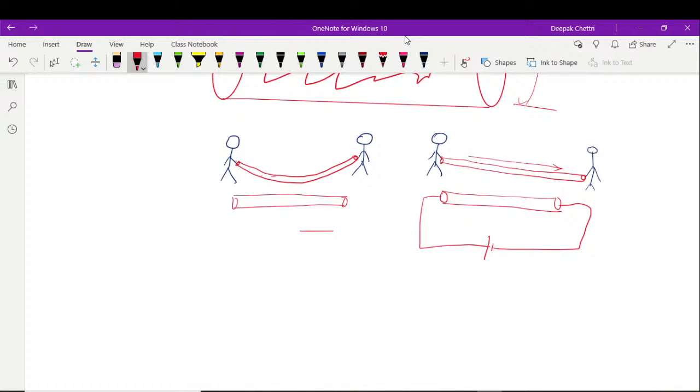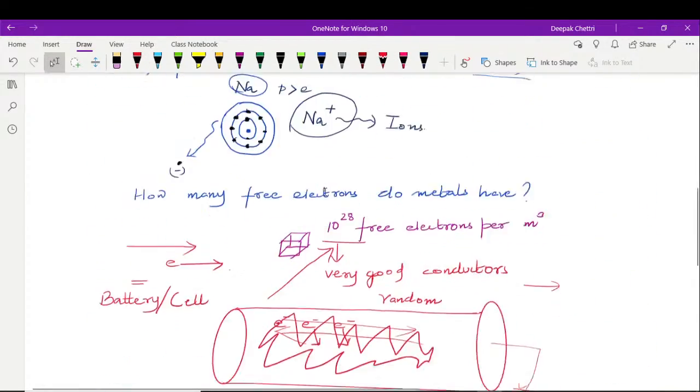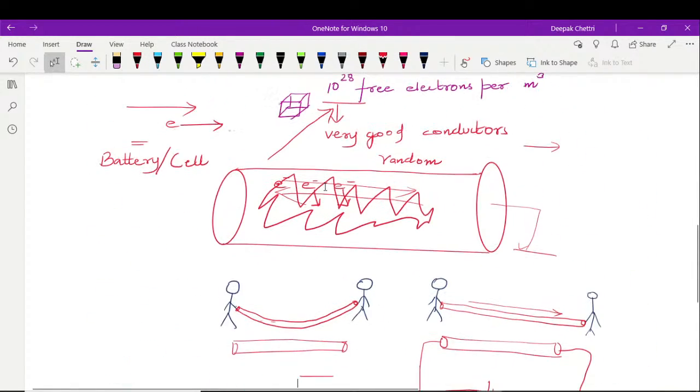Can you understand from these two examples what I am trying to say? So this is the simple example of that. Yes, any doubts? Any doubts, anything?